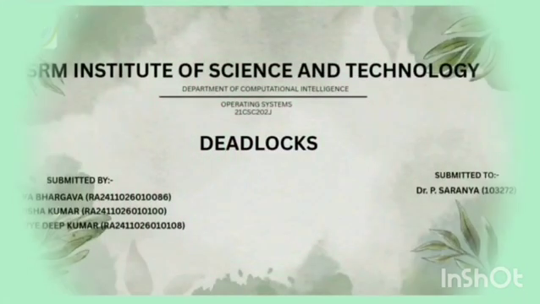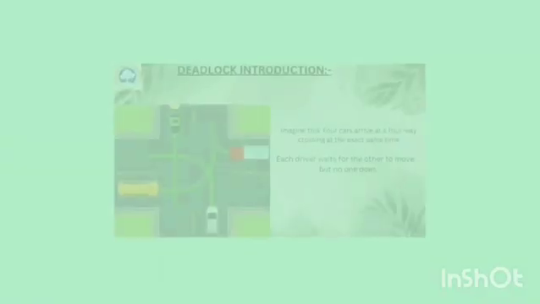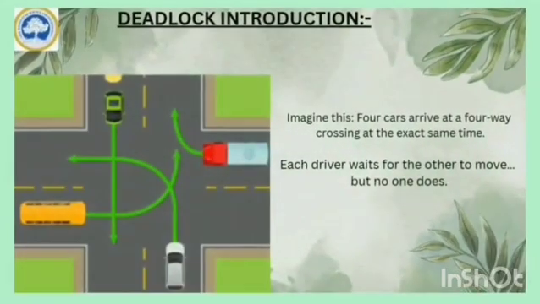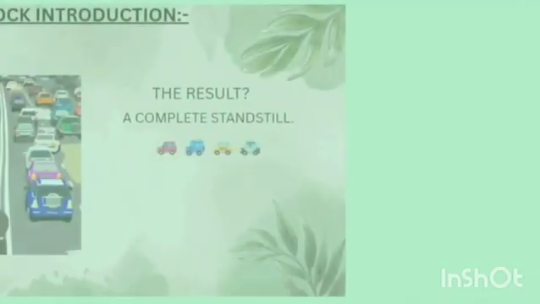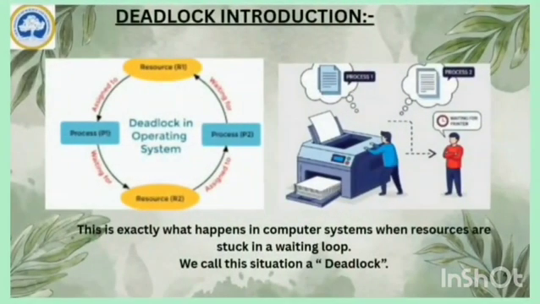Hello, today we are diving into one of the most important concepts in operating systems, deadlock. Imagine four cars arrive at a four-way crossing at the exact same time. Each driver waits for the other to move, but no one does. The result, a complete standstill. This is exactly what happens in computer systems when resources are stuck in a waiting loop. We call this situation a deadlock.